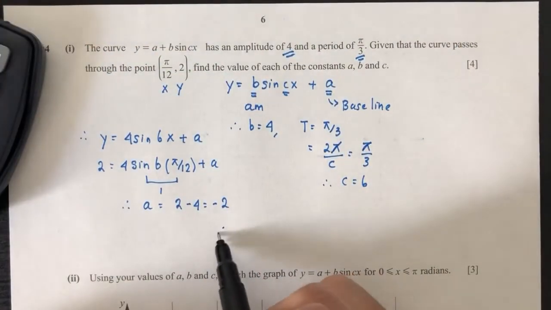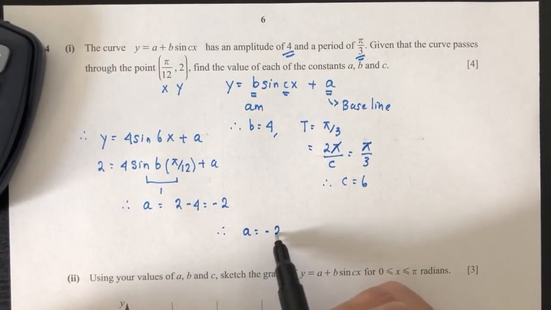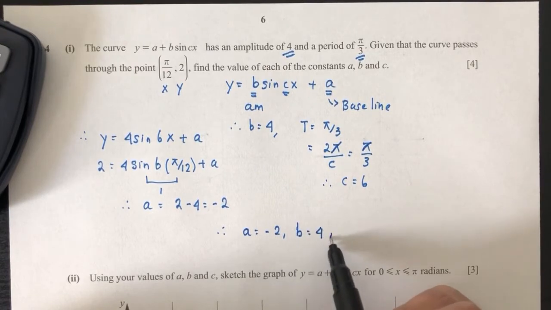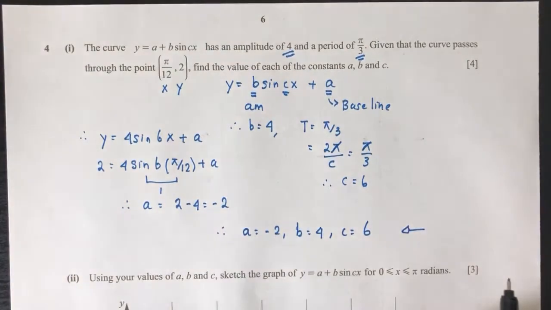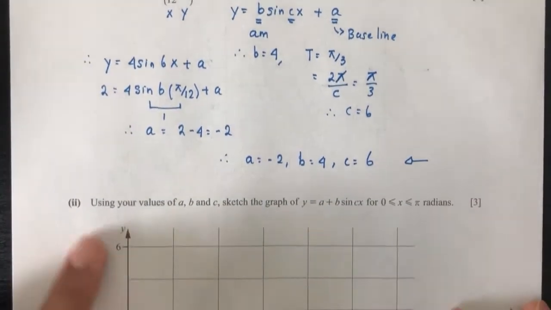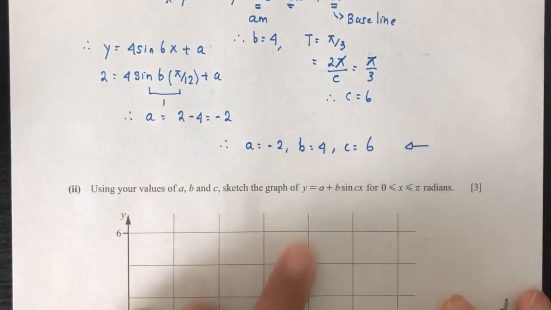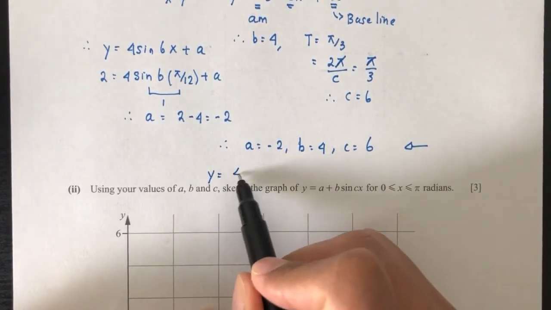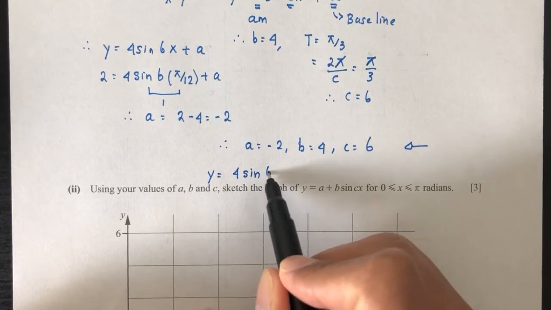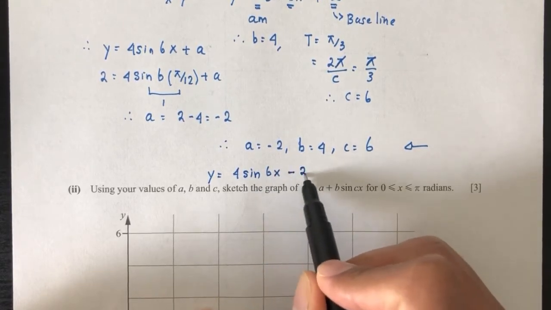Okay, so the answers will be a is equal to minus 2, b is equal to 4, and c is equal to 6. That will be the answers for a, b, and c. Now moving on to this part, draw this graph. So let's rewrite the equation: y equal to 4 sine 6x minus 2.